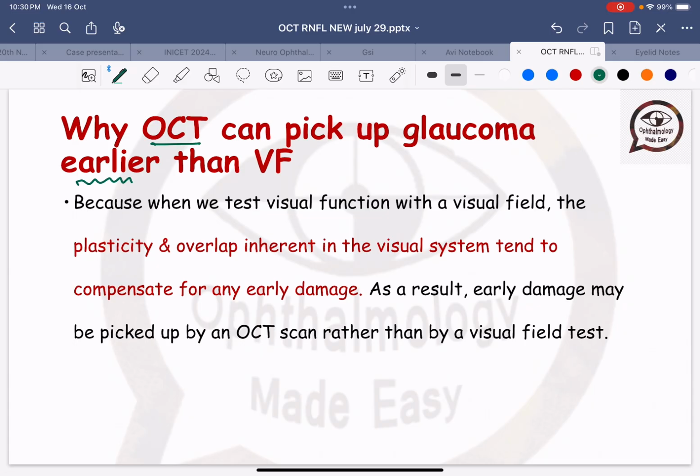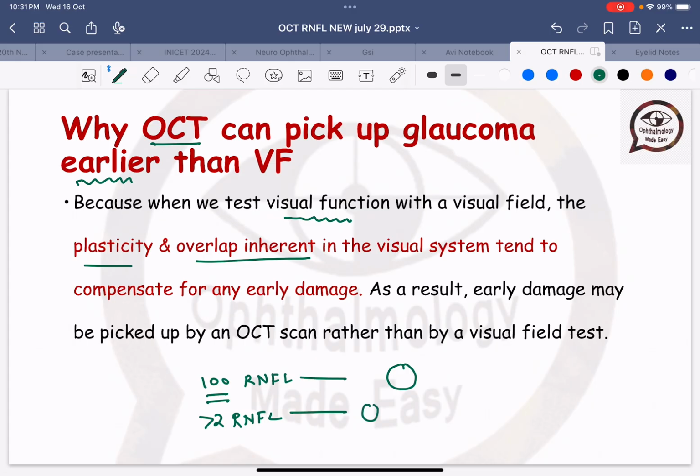Now, why it is important is that the visual function with the visual field is basically because of a lot of RNFL fibers, and there is a plasticity and overlap inherent in the visual system. So let's say we have 100 RNFL fibers and they make a visual field. There are more than 2 RNFL fibers which make the same visual field area. So even if one is damaged, the visual field would still be okay because there is an inherent overlap. But with OCT, it can detect even a loss of RNFL. That's why OCT is more sensitive for picking up pre-perimetric glaucoma as compared to the visual fields.